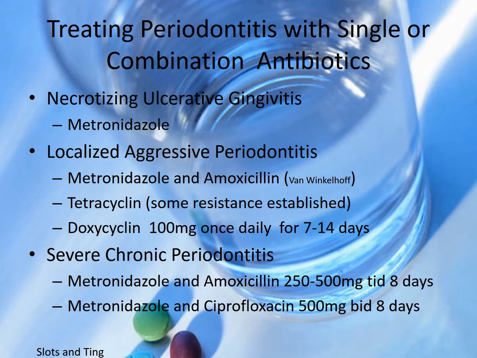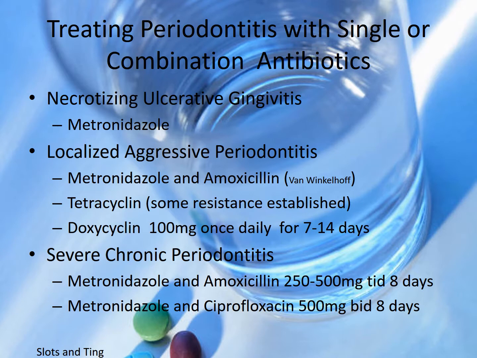As far as treating periodontitis, this can be done with either a single or a combination antibiotic. For instance, necrotizing ulcerative gingivitis can be treated with metronidazole alone. Localized aggressive periodontitis can be treated with metronidazole and amoxicillin, which is a combination, or it could be treated with tetracycline.